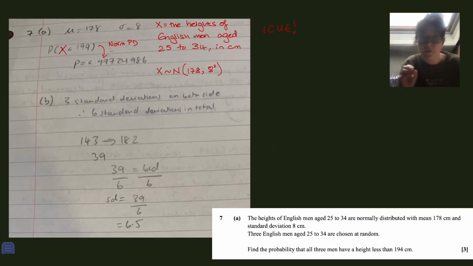But you haven't answered the question. You found the probability that one man is less than 194. It says find the probability that all 3. So this is kind of a currant bun question, really. Maybe I should call them Russian doll questions. I might switch to that. They're only called currant bun because I happened to see a question about currant buns that was like this, but they're more Russian doll questions.